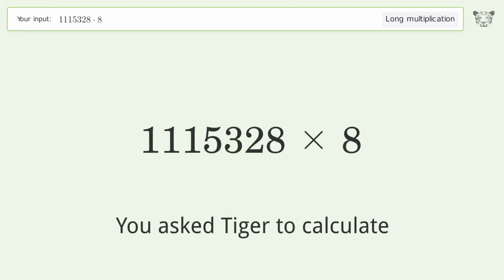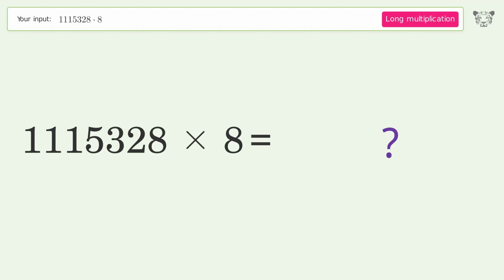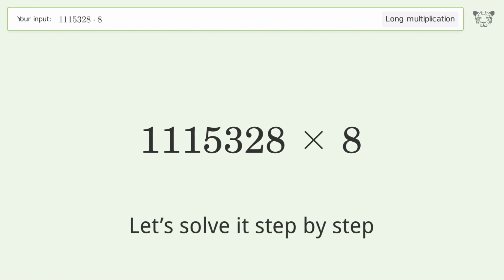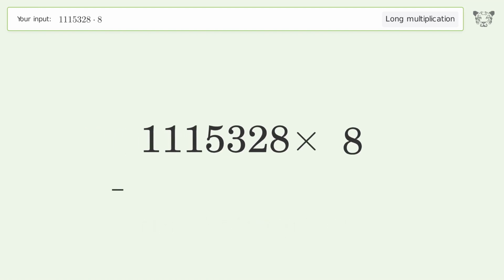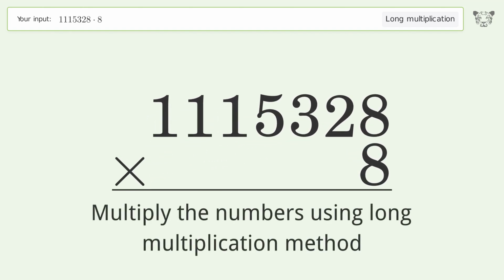You ask Tiger to calculate. This deals with long multiplication. The final result is 8,922,624. Let's solve it step by step. Rewrite the numbers from top to bottom a line to the right. Multiply the numbers using long multiplication method.